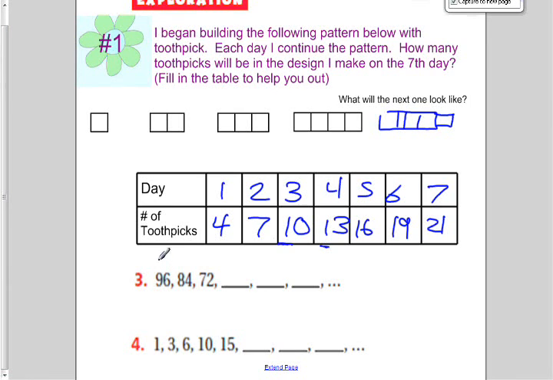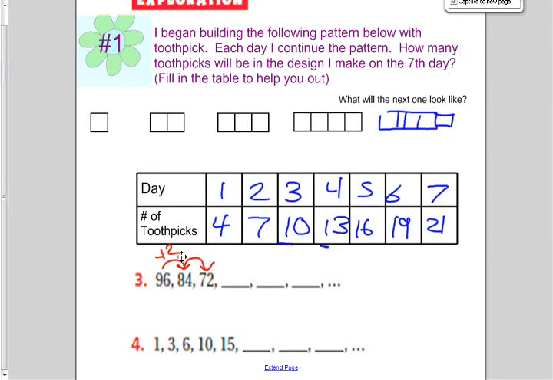All right, so we have 96, 84, 72. Again, what I like to do is draw a frog jumping from number to number, and I tell what's happening to get from 96 to 84. I can see that I am subtracting 12. I could always use my calculator to see what that difference is.